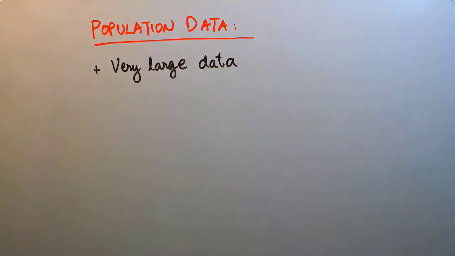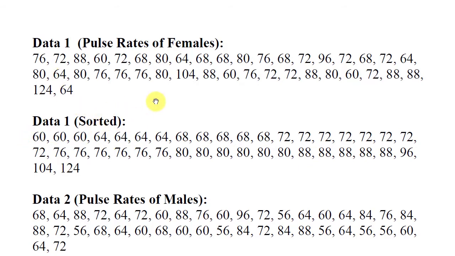Think about our data 1 right here. It had only 40 pieces of data values, representing the pulse rate of females. So ask yourself: is this data representing the entire population of female patients out there? The world doesn't only have 40 females. The world of females is a lot bigger than this, and every female has a heartbeat, a pulse rate, so data like this is nowhere near an actual population data.